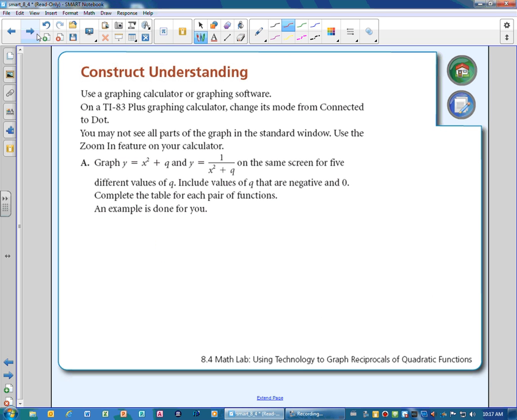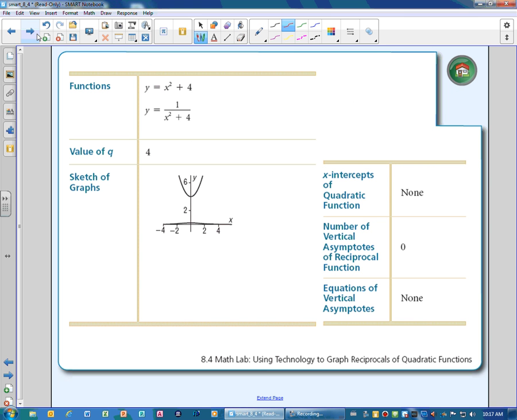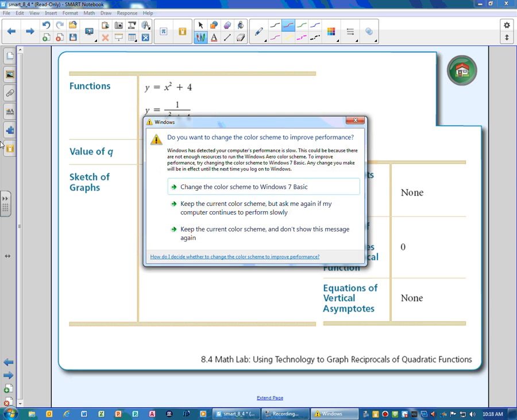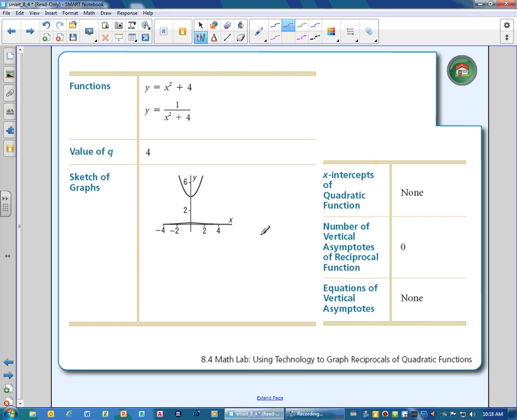Okay, so this page is talking about graphing calculator software. You're not using a graphing calculator, but what I'm going to do is show you what each of these looks like, and then you can go through the graphs and have a look. So you should be on page 668, and it starts with parabola, and then it's reciprocal. Okay, so this is the one that's done for you on the top of page 668.